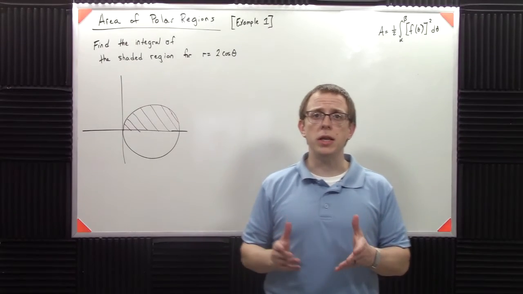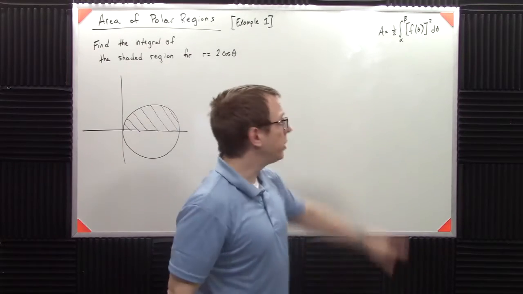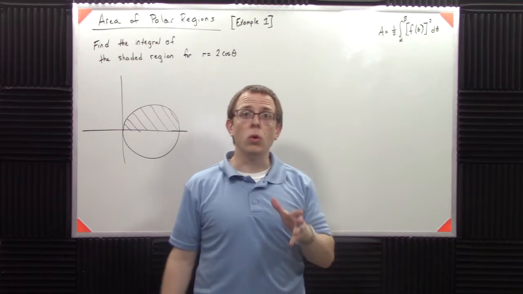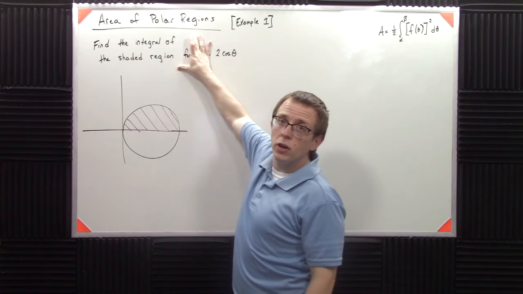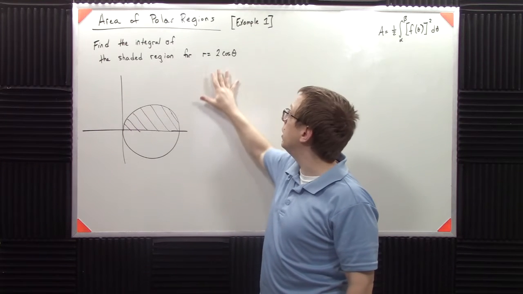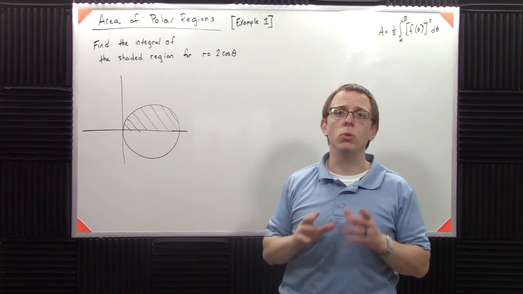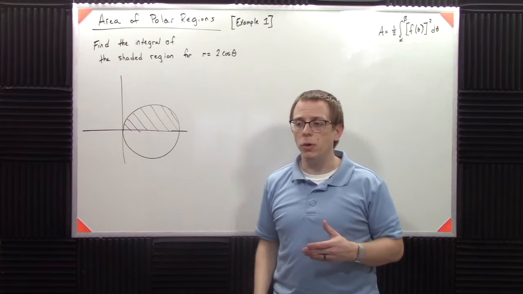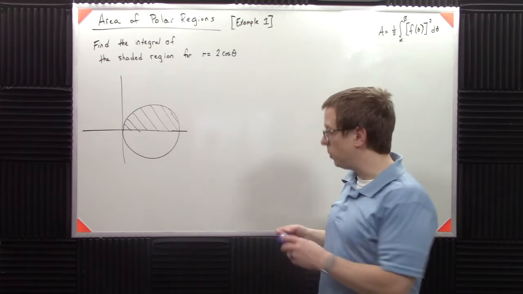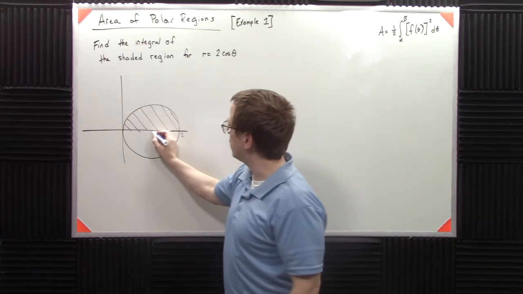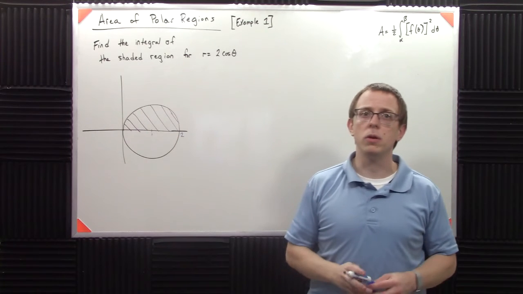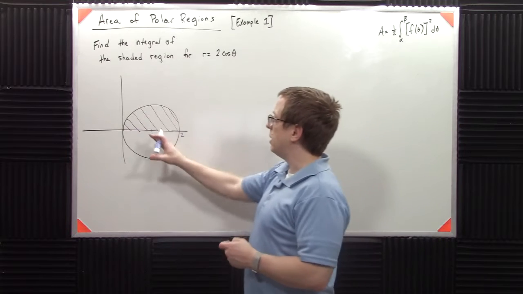Now that we've discussed the idea of the area of a polar region using this formula, we're going to apply it to an actual example. What we want to do is find the integral of the shaded region here. We know that the function is r equals 2 cosine theta. If I were going to label this graph, I would say this goes all the way out to 2, and then the center is at (1, 0).